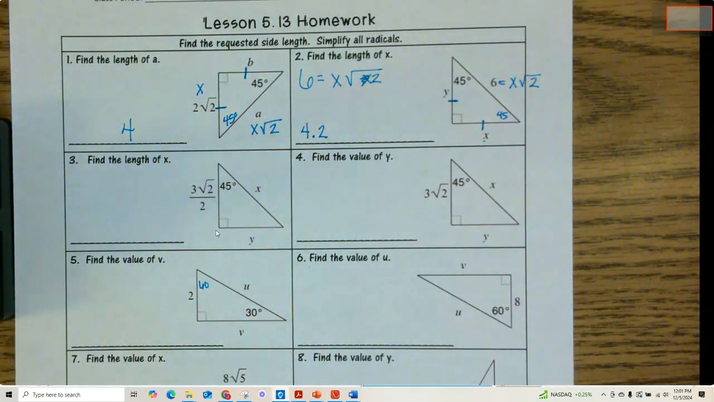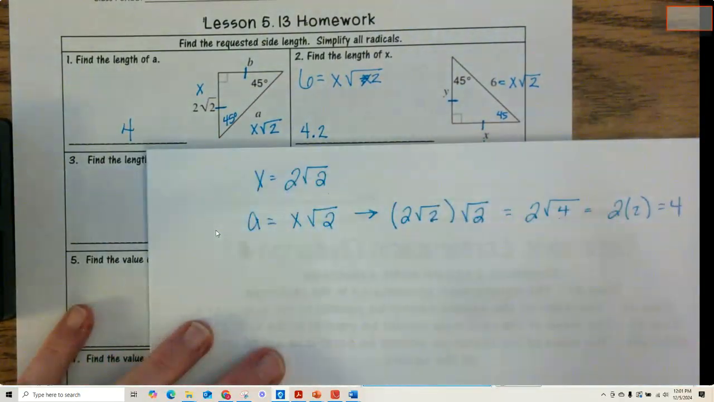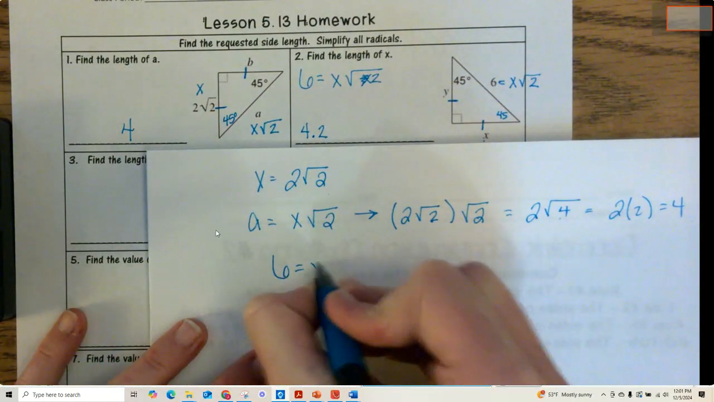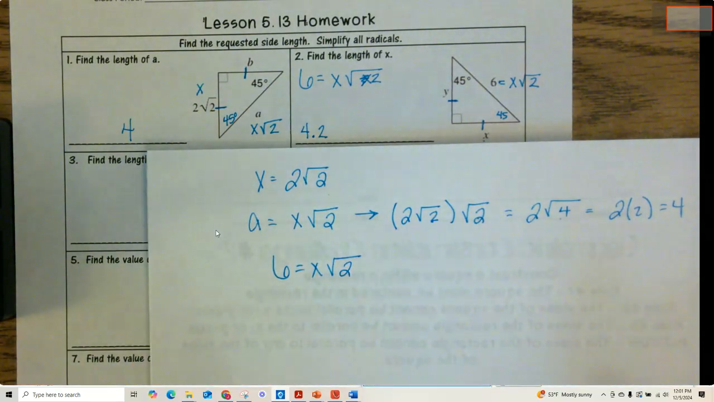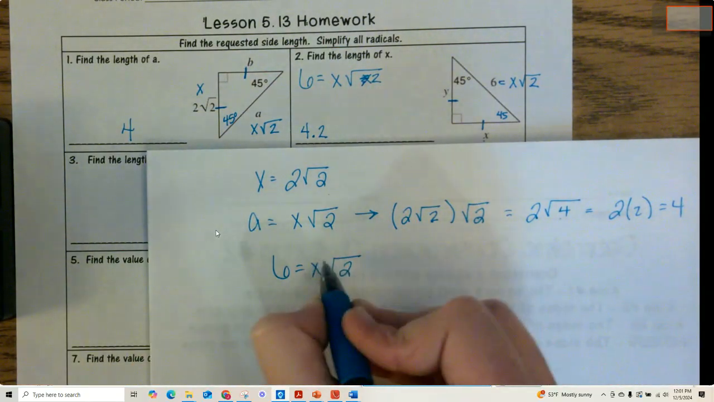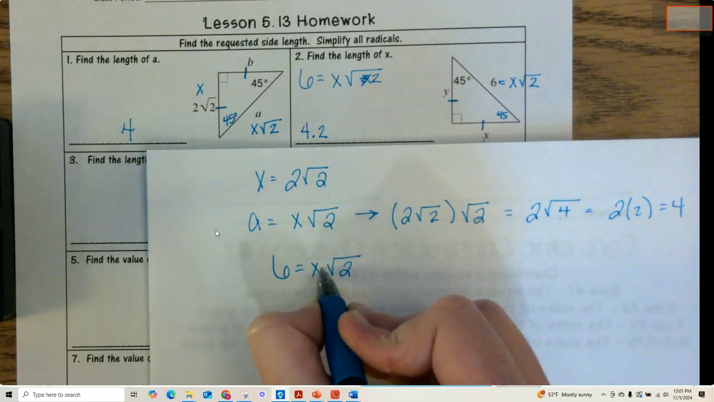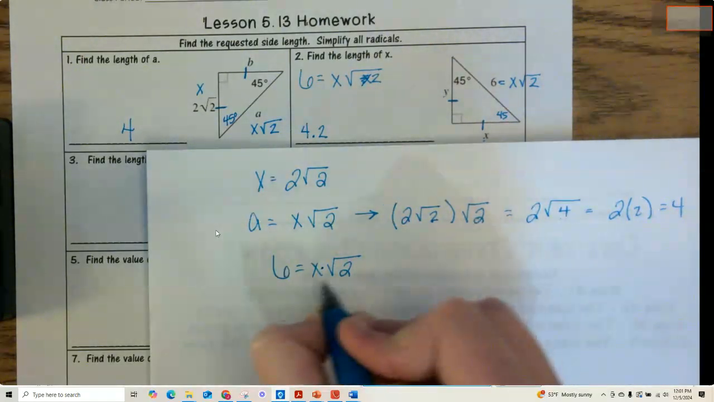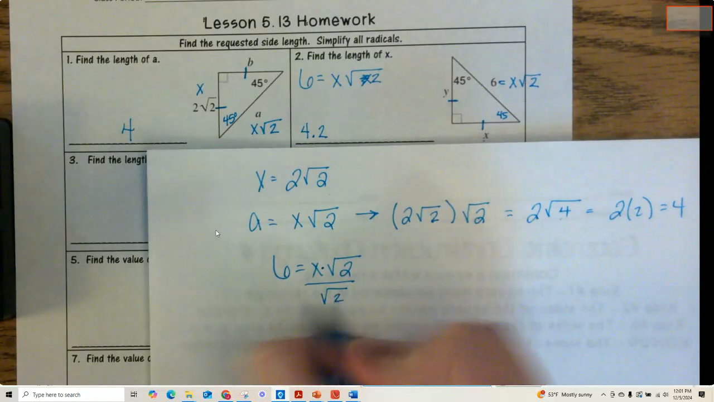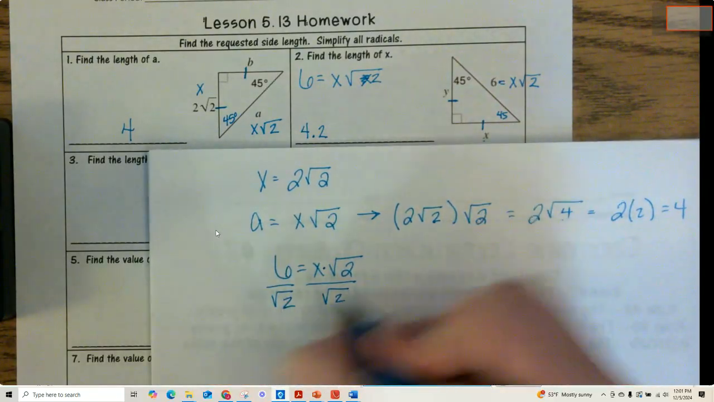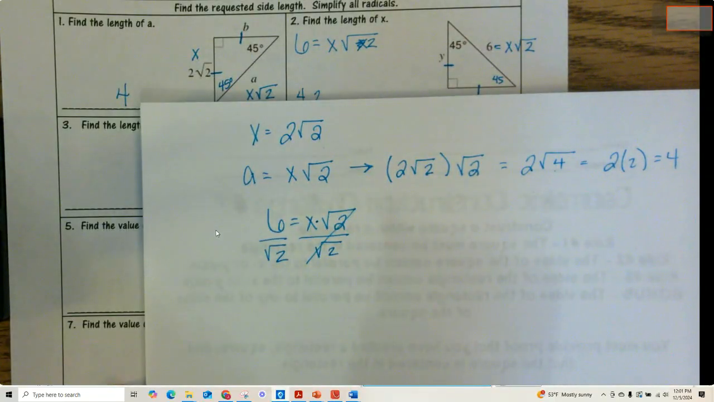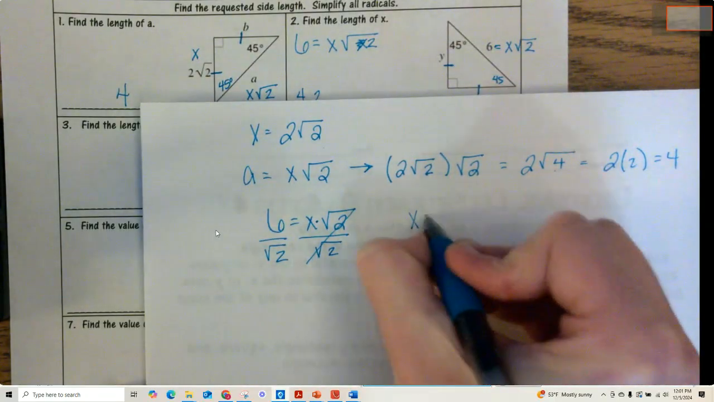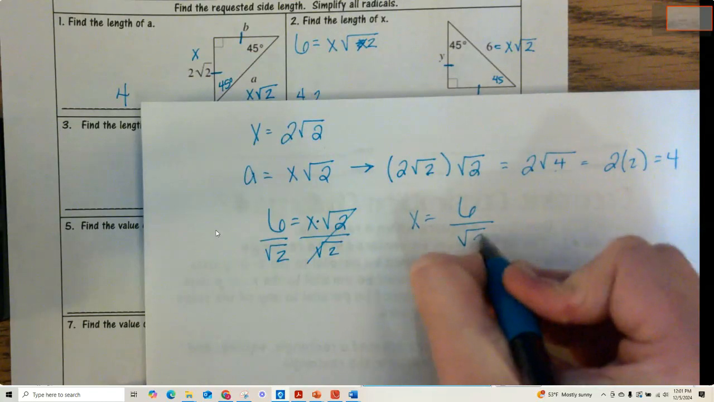Here's the expectation though, okay? At this point, you're expected to be able to solve something like this by hand, okay? So to get x by itself, what's happening here is multiplication. So to undo multiplication, we divide both sides by the square root of 2, I apologize. So x equals 6 over the square root of 2.